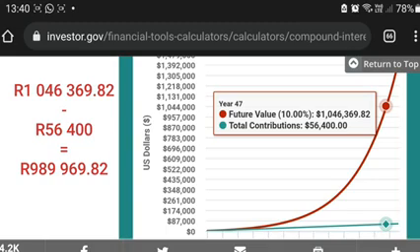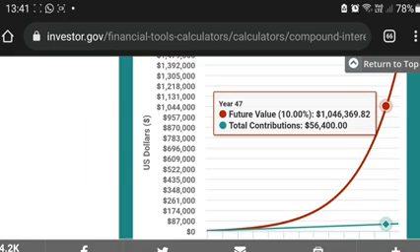So compound interest can take small amounts of money which are invested regularly over time, of course, and turn it into a massive number at the end. And this is just 100 Rand. Just think how our calculations would work if it was 200 Rand or 300 Rand, 500 Rand, 1,000 Rand.